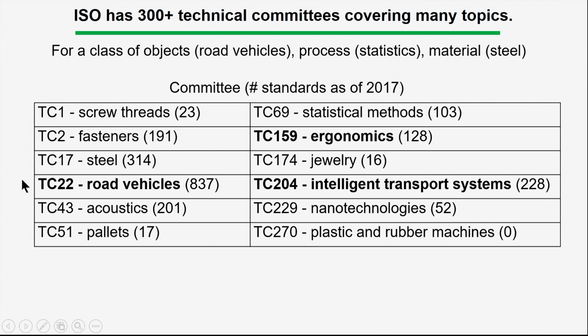The committee that's of interest to this particular presentation is road vehicles, and that's Technical Committee 22. I'll have more to say about them later. Then there are issues about many other topics, and these are just examples: acoustics, pallets, statistical methods, because we want to do things internationally in a consistent manner. Ergonomics, I'll talk about them in another video. Intelligent transportation systems, TC204 applies to this video, as does TC159. And here's just some examples of the many, many topics that are covered. The number in parentheses indicates the number of standards that have been developed by that particular committee as of 2017. The number continues to increase.